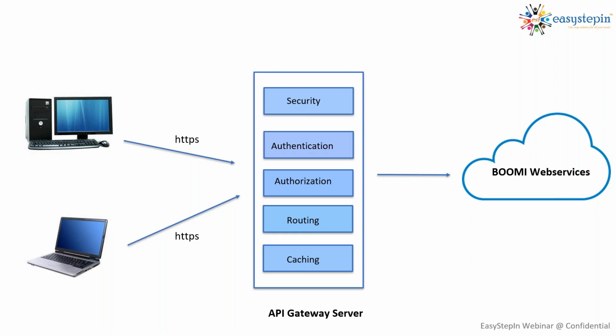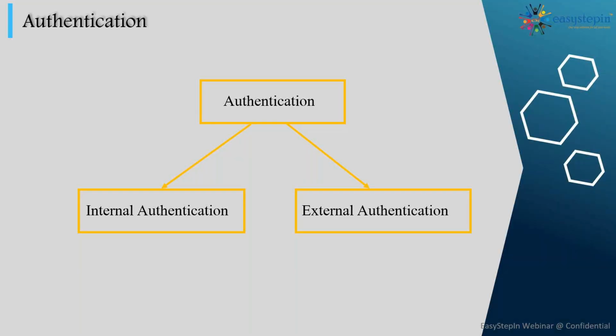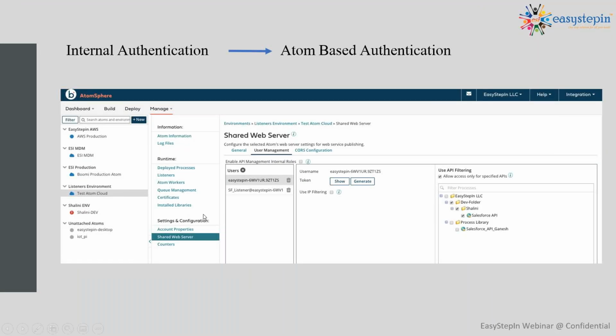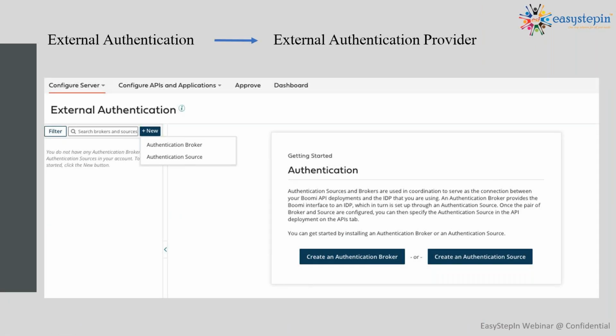And talking about the authentication. So we have two types of authentications, internal authentication and external authentication. Internal authentication is what we've already discussed, which is atom-based authentication. And external authentication. So we can now actually secure our Boomi web services using external identity providers. So if you see, we have authentication source and authentication broker.